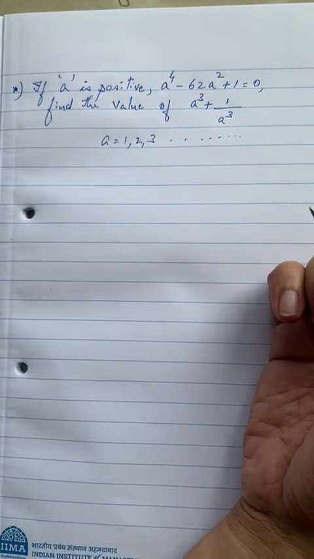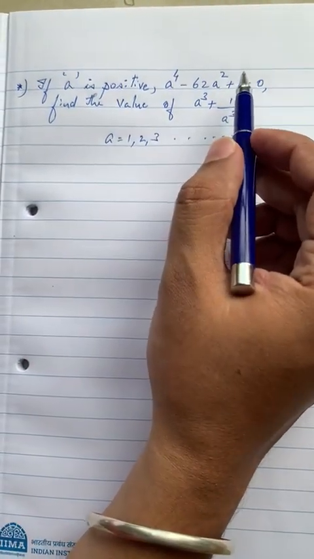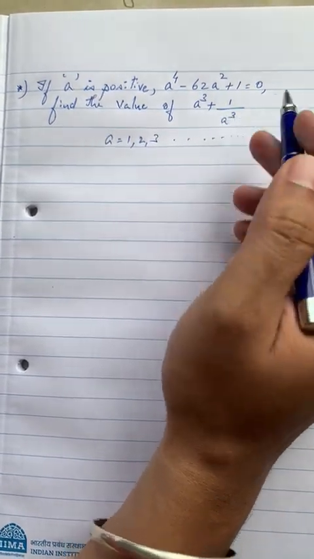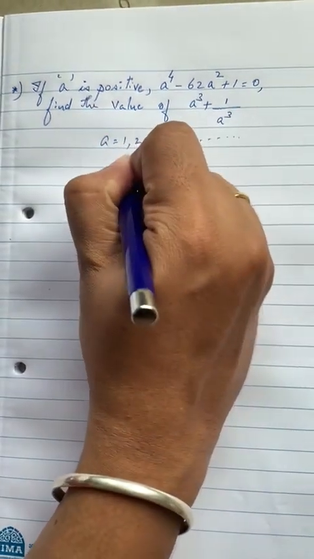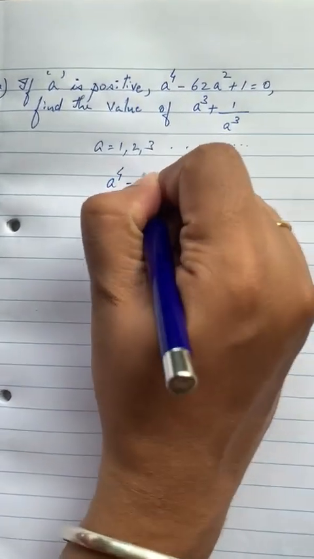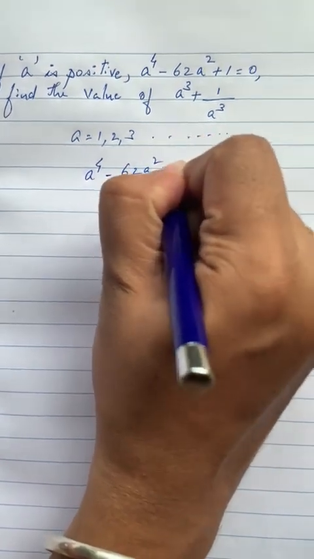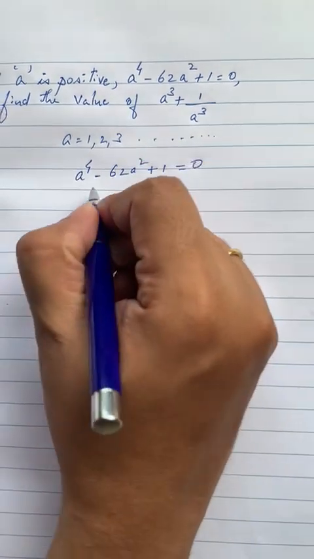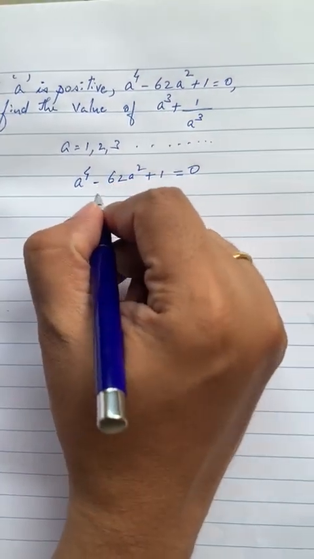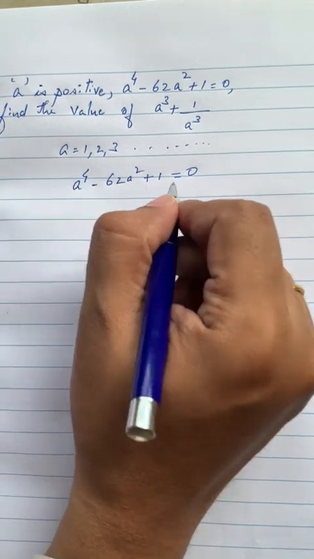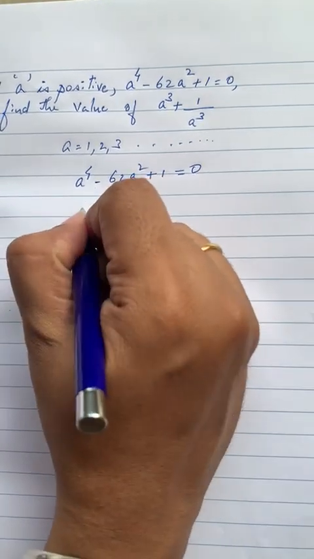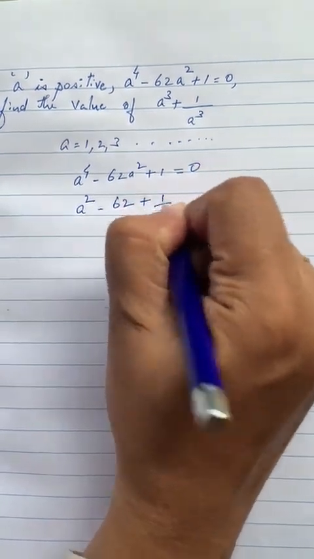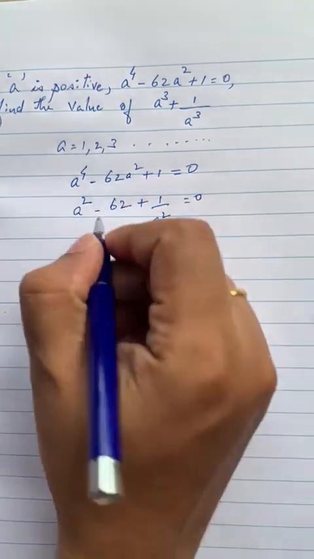So the best way is to simplify this so as to find a cube plus 1 by a cube. Let's write this equation: a power 4 minus 62a square plus 1 equals 0. See if you can simplify it, and you can. You divide each and every element on both sides of the equation by a square. Then it becomes a square minus 62 plus 1 by a square equals 0.